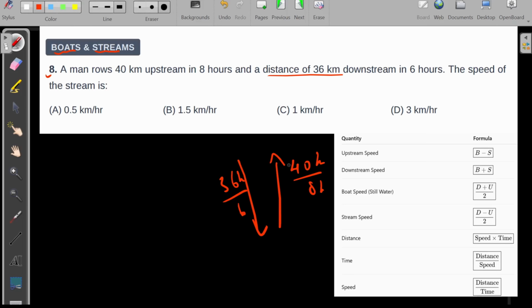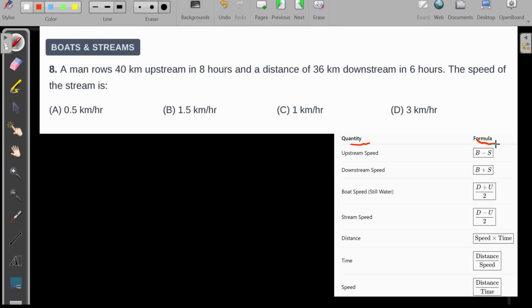So a man rows upstream. He covers a distance of 40 km in like 8 hours. And downstream he covers 36 km in like 6 hours. So we need to find the speed of the stream, which is this one. Four options are given. Is it option A, option B, option C, or option D? Now before solving this question, you need to know certain quantities and formulas to be able to solve this question.